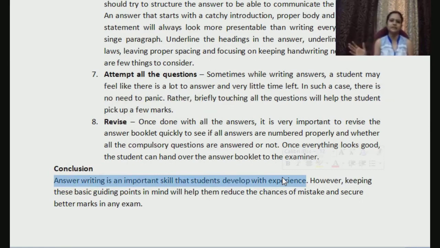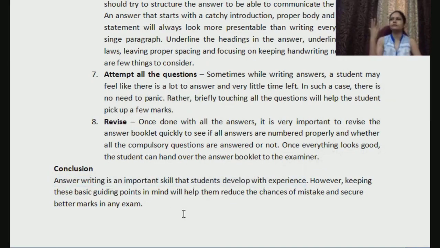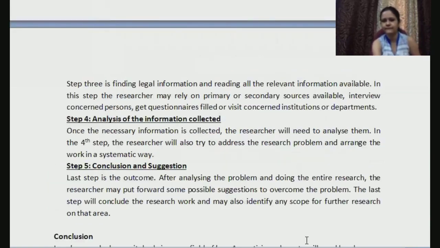So these points will help them to reduce the chances of mistake and secure better marks in exam, rather than making the mistakes and learning from them. We can remember all these points and try to follow them so that we can do well in exam. Is it clear? Clear, ma'am, clear.